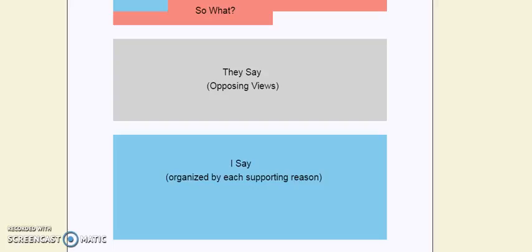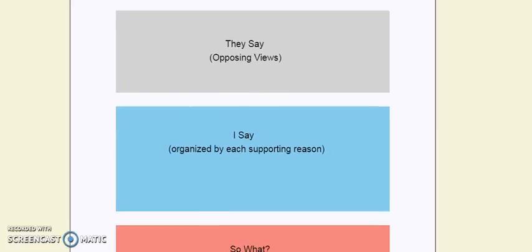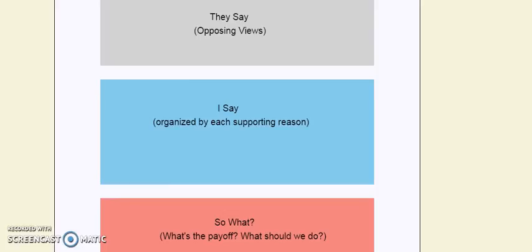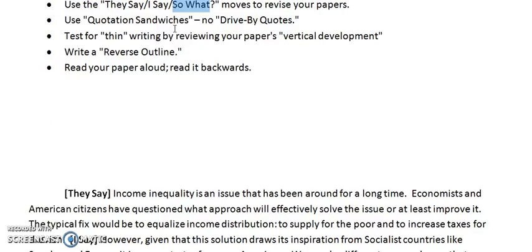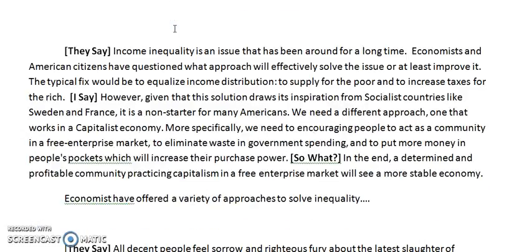And then in the conclusion, rather than just summarizing what you've done, the more important task here is to hammer home the so what. What's the payoff? Or what should we do? Let's just look at a quick example, particularly of how you can do that first paragraph.